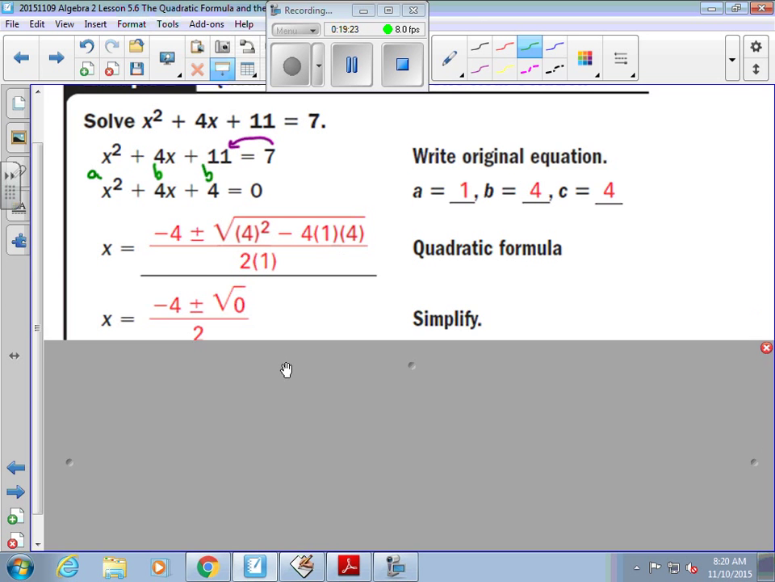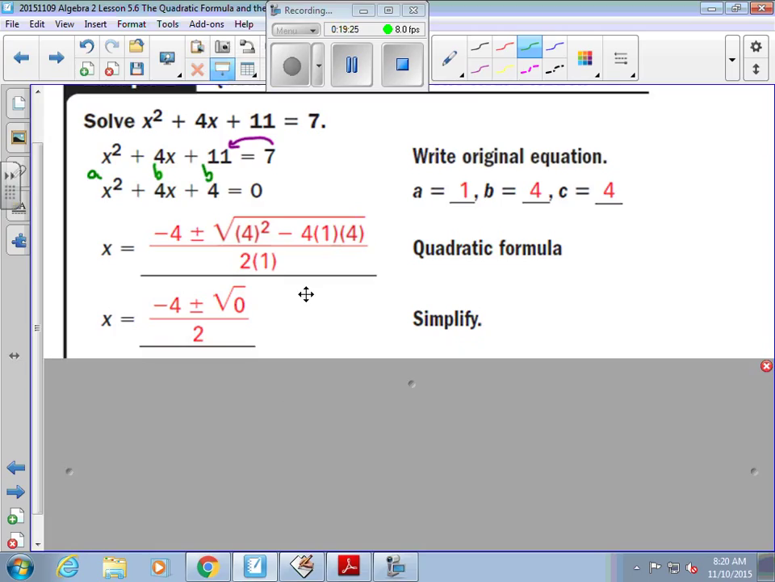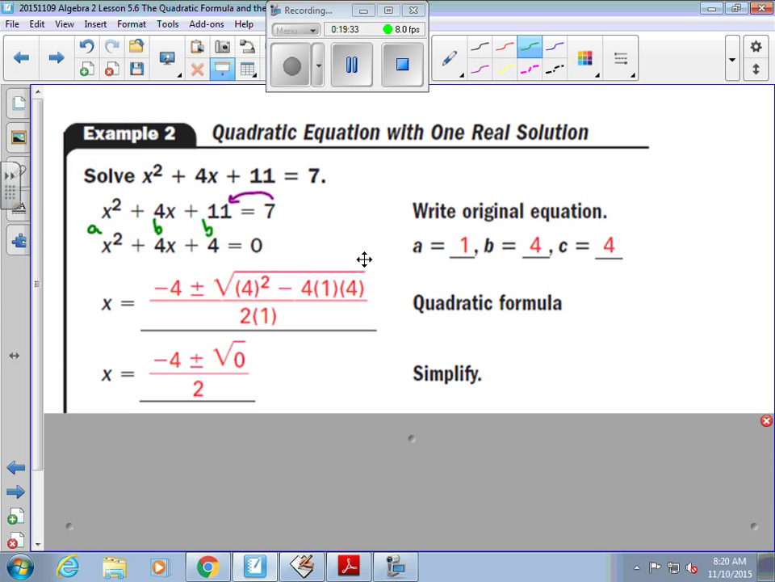Notice we can see that on this next line. Negative 4 plus or minus the square root of 0. Anytime you have the square root of 0, this goes back to this here, it being one real solution. Anytime you have the square root of 0, it's one real solution. So if you have a positive value there, you're going to get two real solutions. If you have 0 there, you're only going to get one real solution.